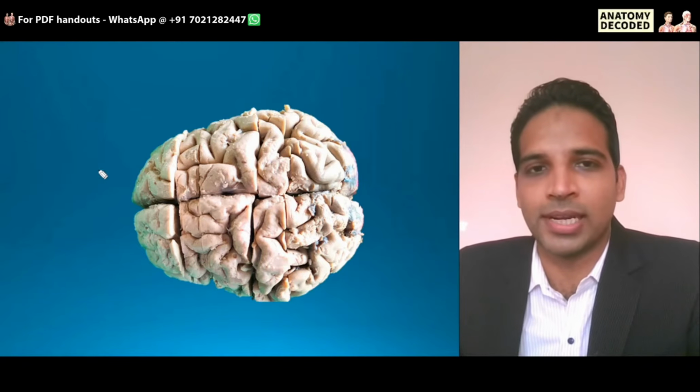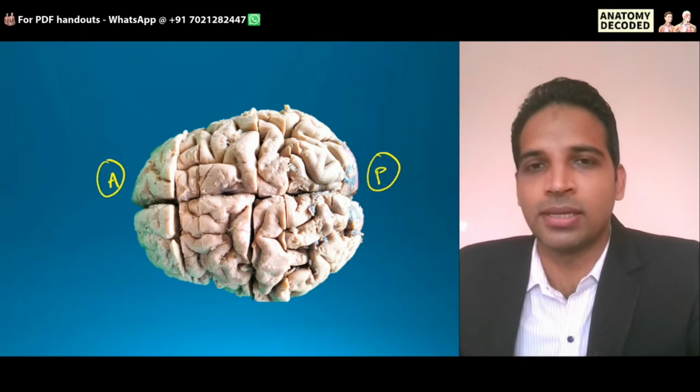Okay, so now you all know how the brain is related with the lateral ventricle and the surrounding structures: the caudate nucleus, the lentiform nucleus, and the internal capsule which is present in between them. Okay, so once you have understood that, now you will be able to understand sections in a better way. So in here we can see the brain viewed from the superior aspect. This is the anterior part of the brain. This is the posterior part of the brain.